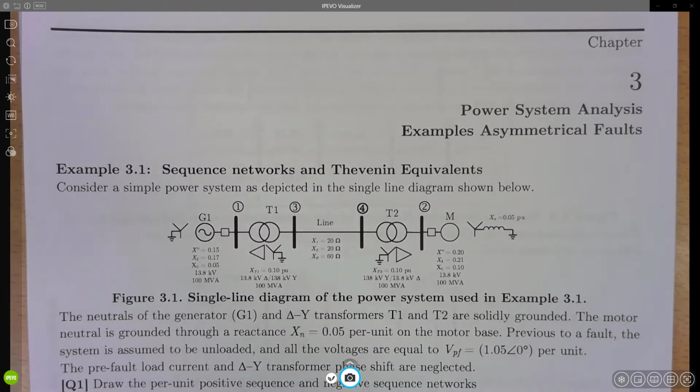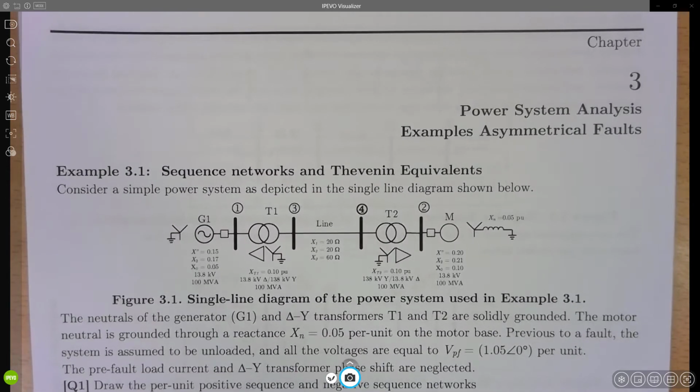In front of you, you can see example 3.1. This example is mainly dedicated to helping you understand how to create the sequence networks and the Thevenin equivalence. In this example, I would like to use a very simple power system. You can see there are four buses, and the system is mainly one generator and one motor, interconnected by coupled transformers.